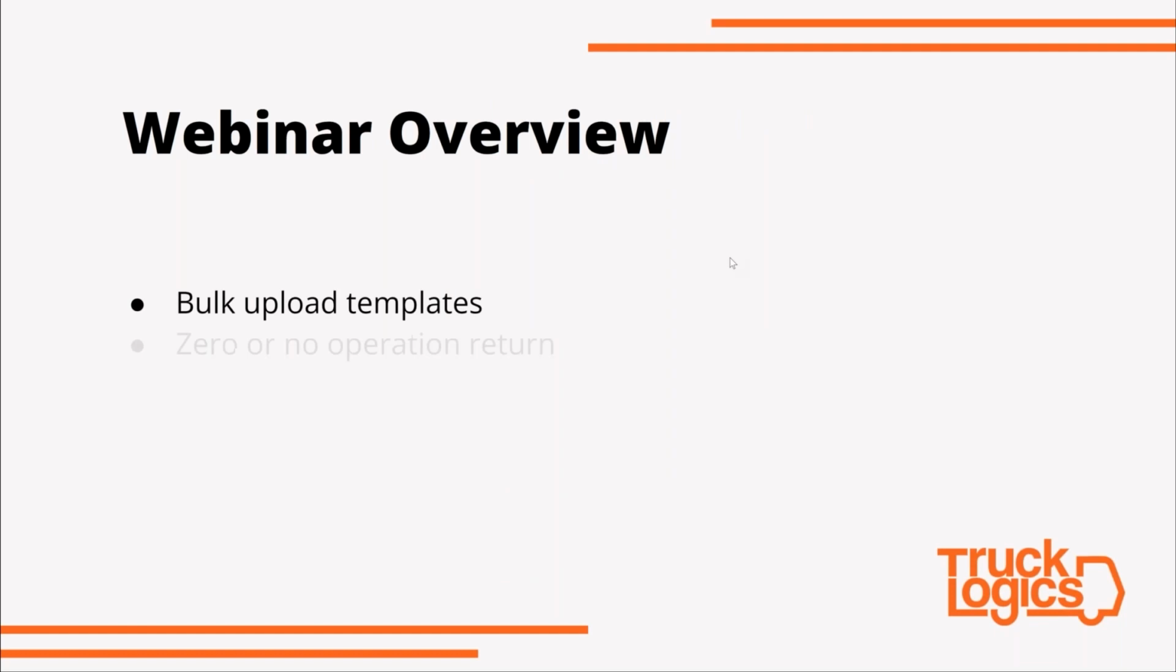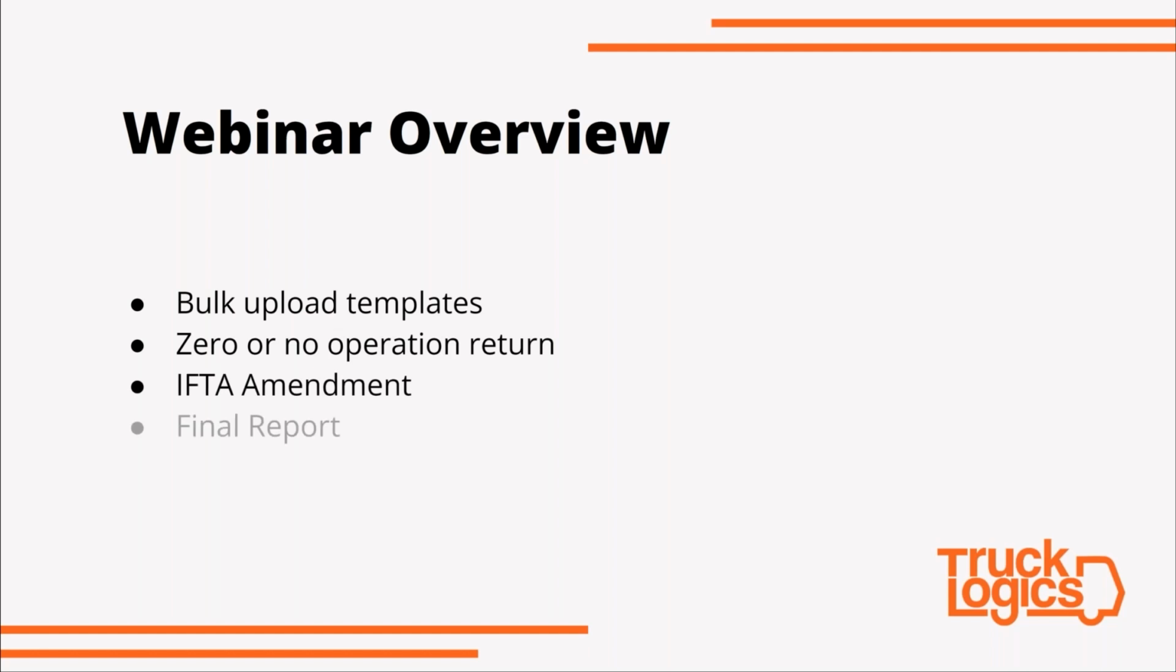The overview for today is going to be, we're going to talk about bulk upload templates, how you can enter your information on an Excel spreadsheet, and the different types of returns that you can do within your account. As you can see, there's 3 types that TruckLogics allows you to enter: zero or no operation return, and IFTA amendment or final return. So we're going to go over some information about those.